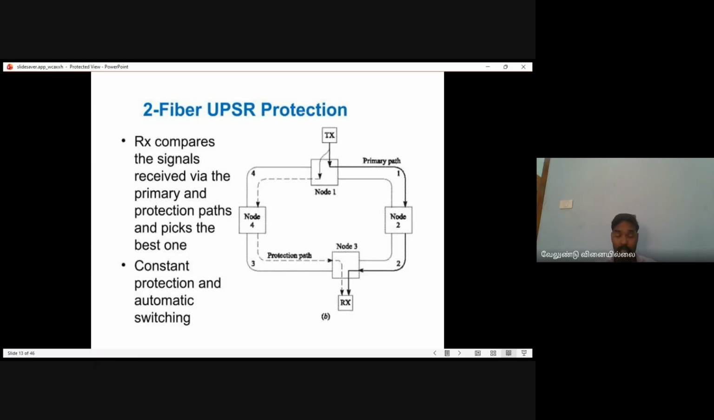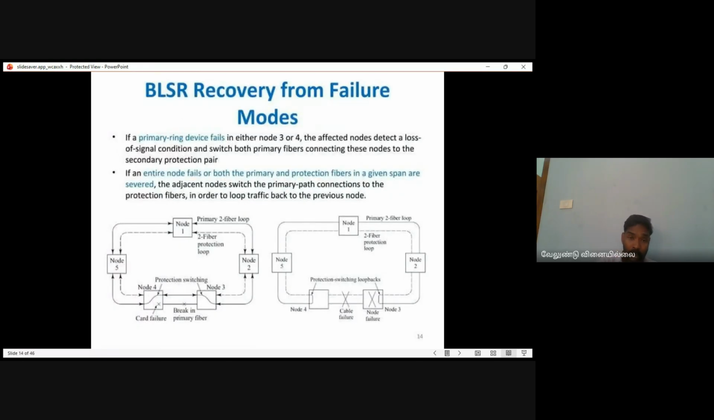So that makes the optical fiber have reliable data packets always. So compared to the previous transmission media, optical networks are having high reliability. BLSR means bidirectional. You can see there is bidirectional. In node 1, what happened?